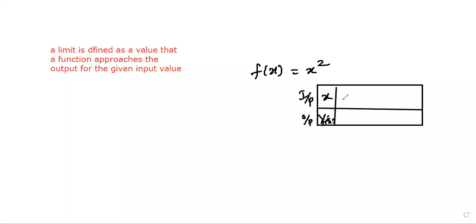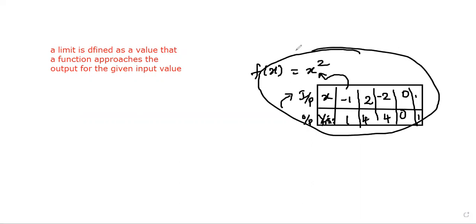So I can give several inputs, like I can give -1. I'll substitute the value in the function and see what happens. When I substitute -1, it becomes +1 because it is a square function. If I substitute +2, it's going to be 4. If I substitute -2, it would be 4. If I substitute 0, it will remain 0. If I substitute positive 1, it would be +1. So this is how I'll get the input and output. I'll give a few values in the input and I'll get the corresponding output. So this is what we'll do in the function.